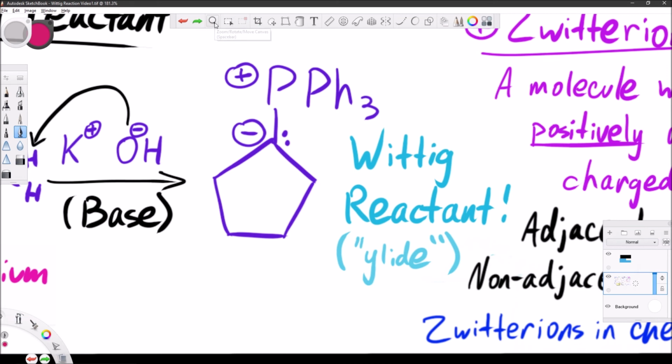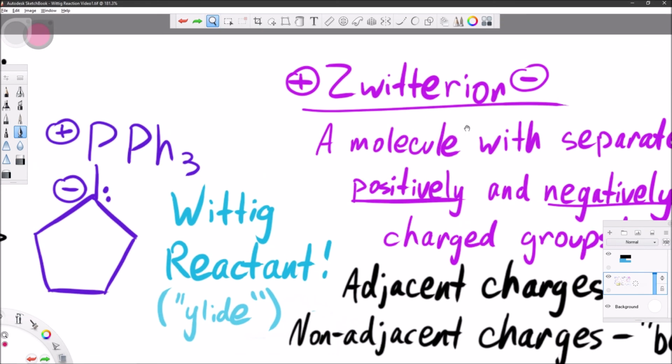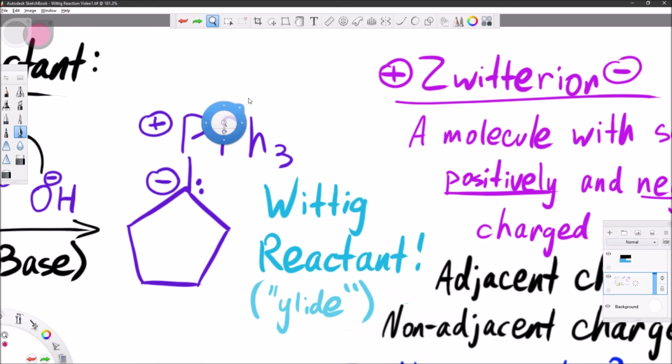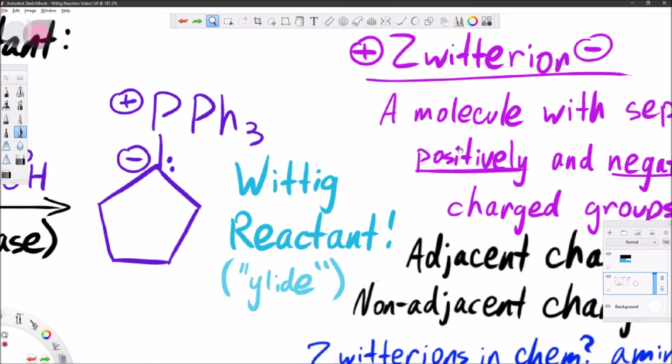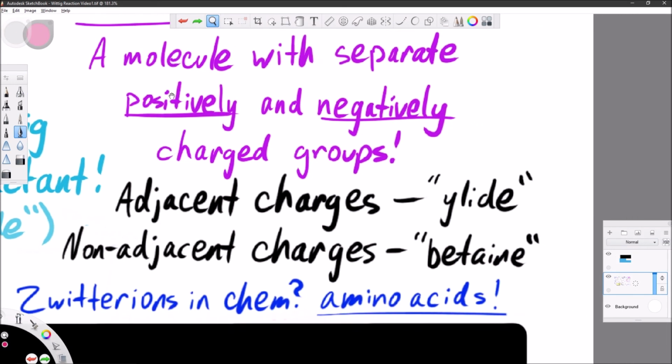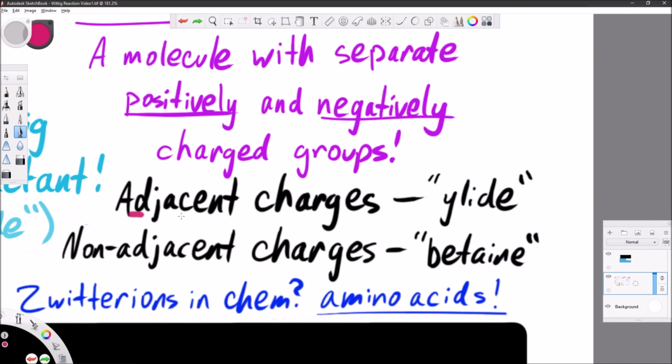A little bit to explain the concept. A great scientist a while ago discovered a zwitterion. A zwitterion is a molecule with separate positively and negatively charged groups. As you can see here, this has a separate positive and negatively charged group. But they're adjacent. Of course, there are different terms because chemists love to make specifics. If it's adjacent charges, it's an ylide, which is what a Wittig uses.